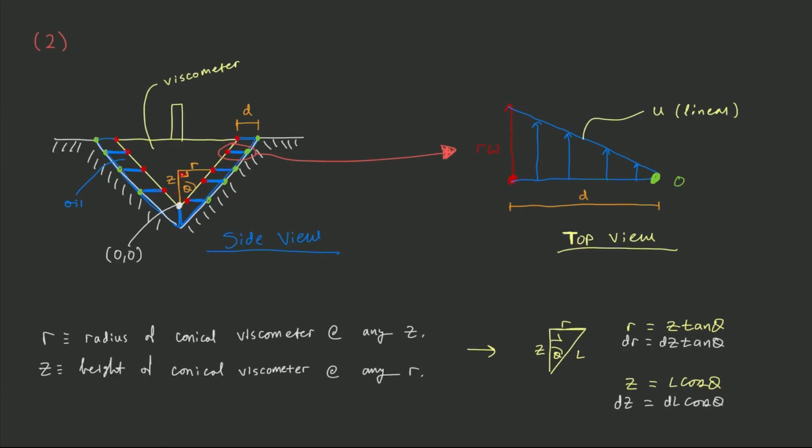If we look at our z and r as defined here, we can come up with some simple geometric relationships, such as r is equal to z tangent theta, or dr is equal to dz times tangent theta, and z is equal to L cosine theta, and dz is equal to dL times cosine theta. These geometric relationships just come from this triangle right here, and they will come in very handy when we get to the integral part of our problem.